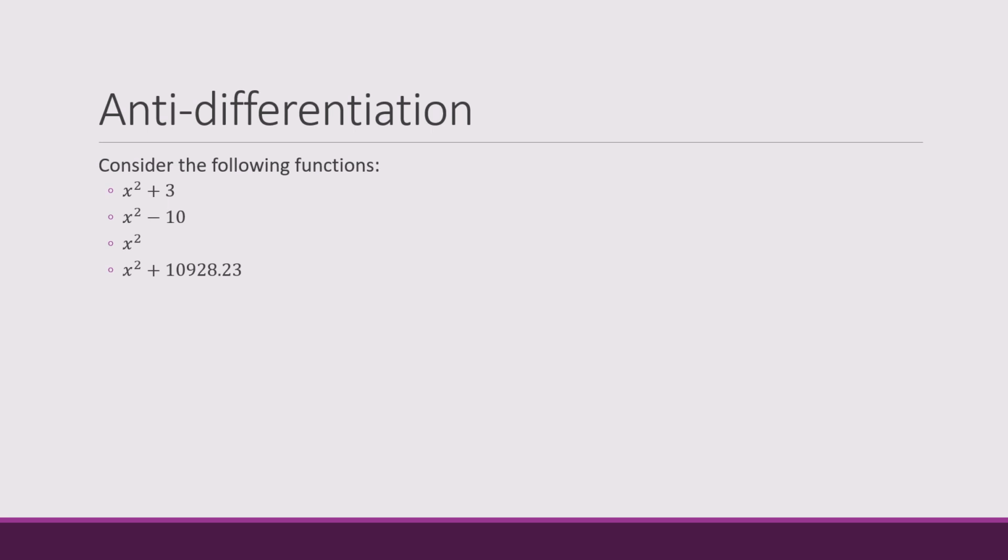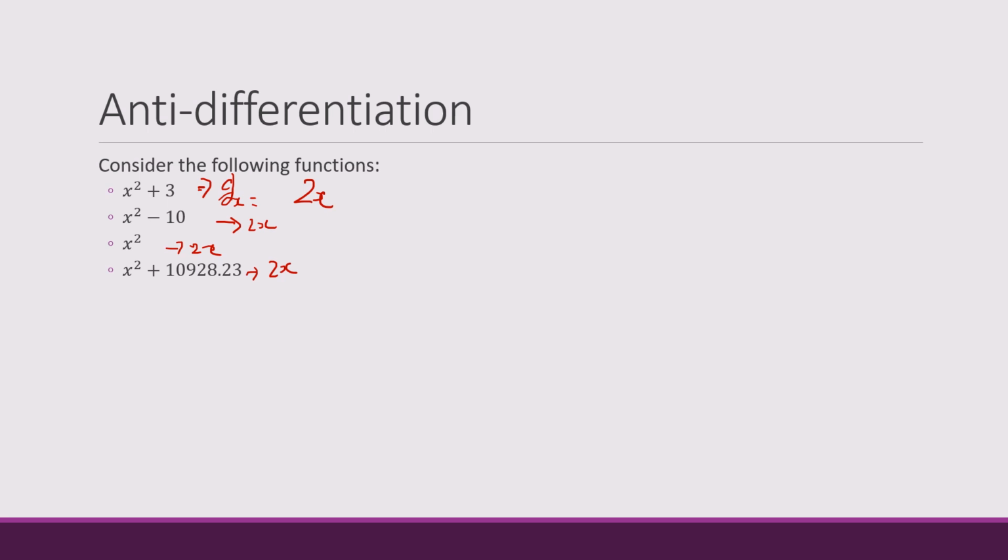Before we start getting into some functions to antiderive or looking at some graphs, we want to consider the following functions. We've got x squared plus 3, x squared minus 10, just plain old x squared, and x squared plus 10,928.23. One thing to notice is that all of these functions have the same derivative. The derivative of the first one is just going to be 2x, and the 3 disappears. For the next one, it's 2x again, and 2x again, and 2x again.